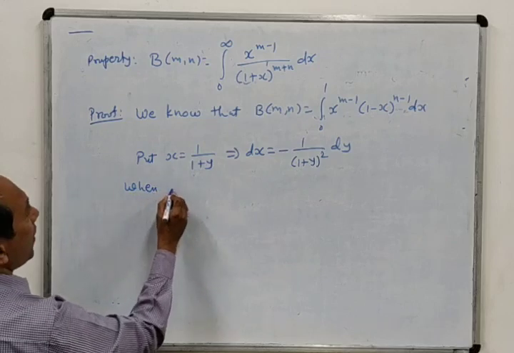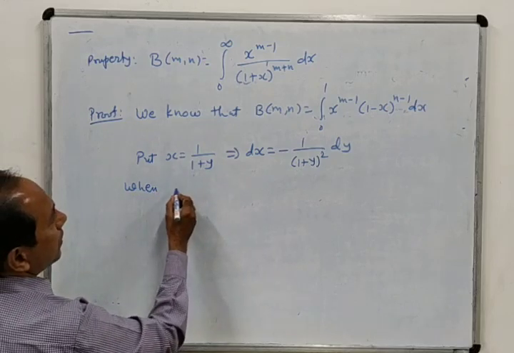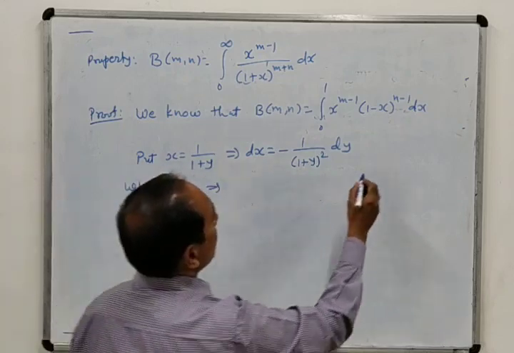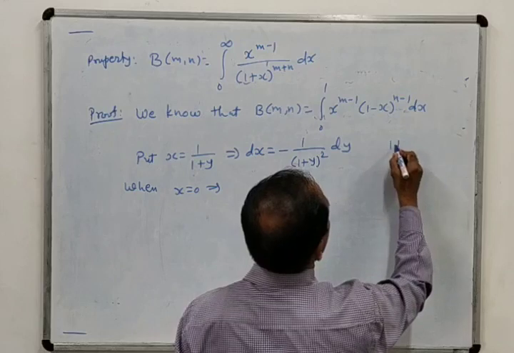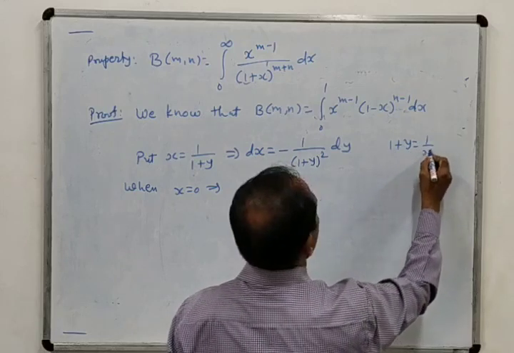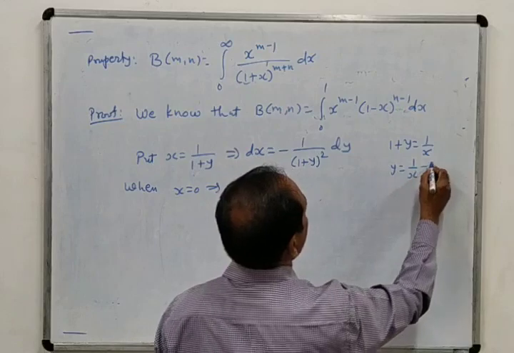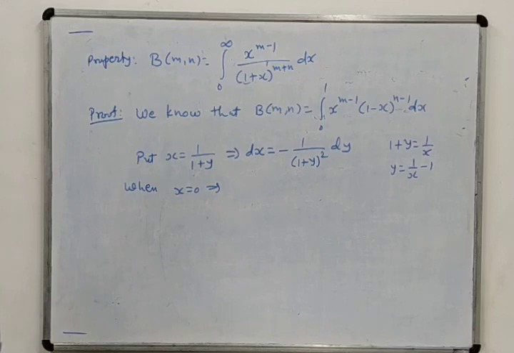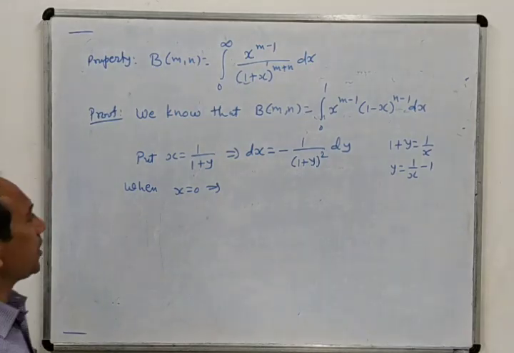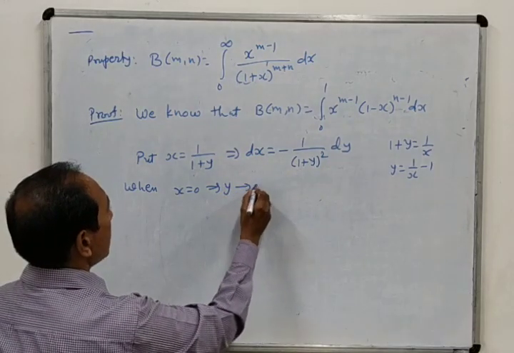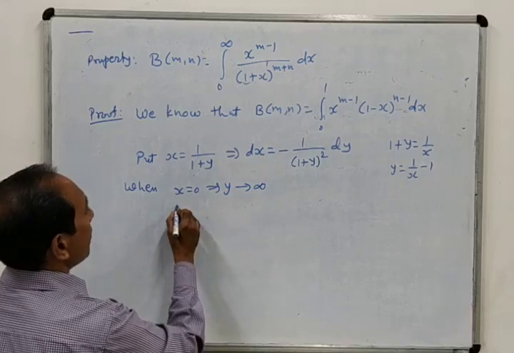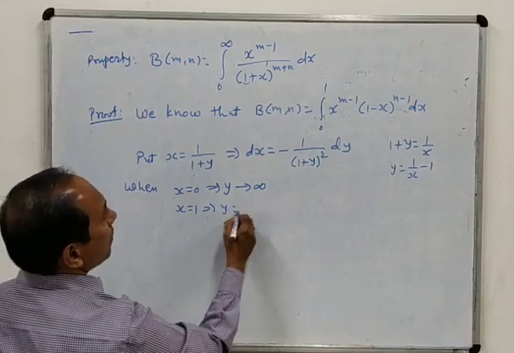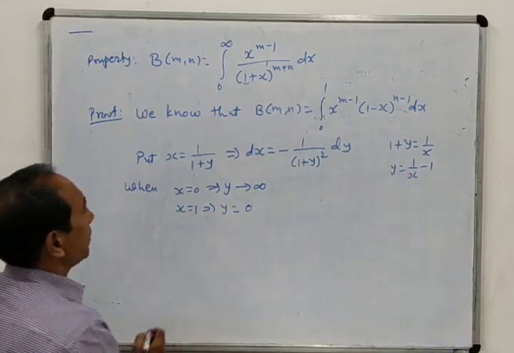That means when x equal to 0, if we put x equal to 0 here, x equal to 1 upon 1 plus y. So 1 plus y equal to 1 upon x. That means y equal to 1 upon x minus 1. So when x equal to 0, what will happen? Here 1 upon 0 means infinity. Infinity minus 1 means infinity. So this tends to infinity. And when x equal to 1, upper limit, then y equal to 1 upon 1 minus 1, that means 0.